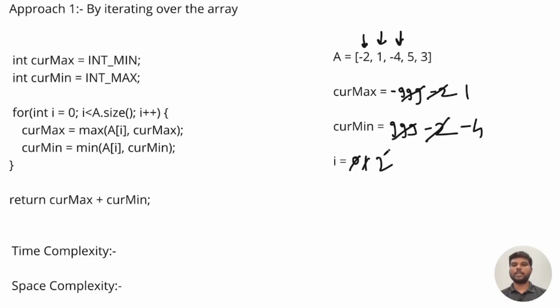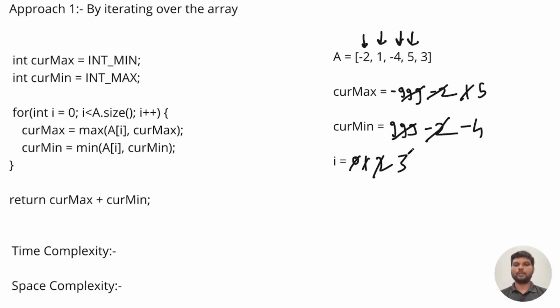Okay, then we will increment I again. So I will now point to this element. Then again we will find out which is the maximum between 5 and 1. Certainly 5 is the maximum, right? And then we will find out which is the minimum between 5 and -4. As -4 is smaller, we will keep the value of current min as -4.